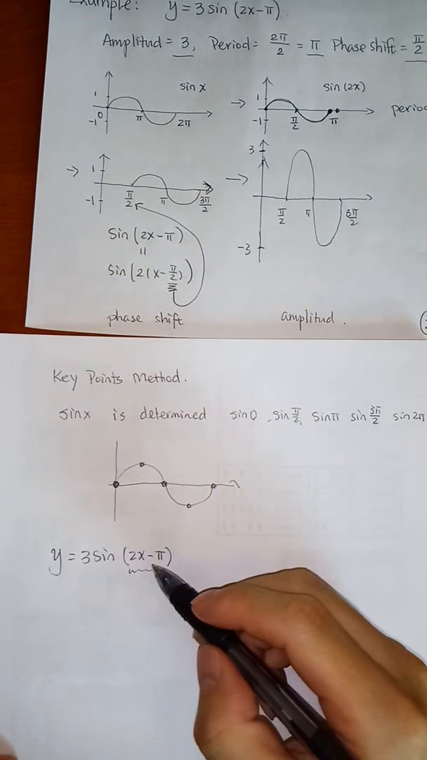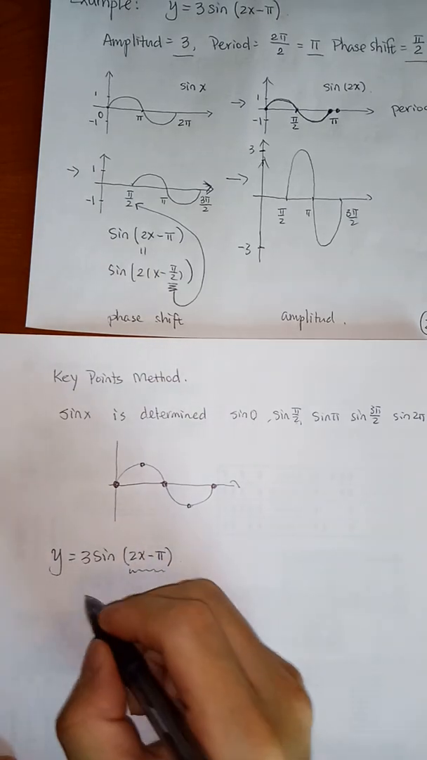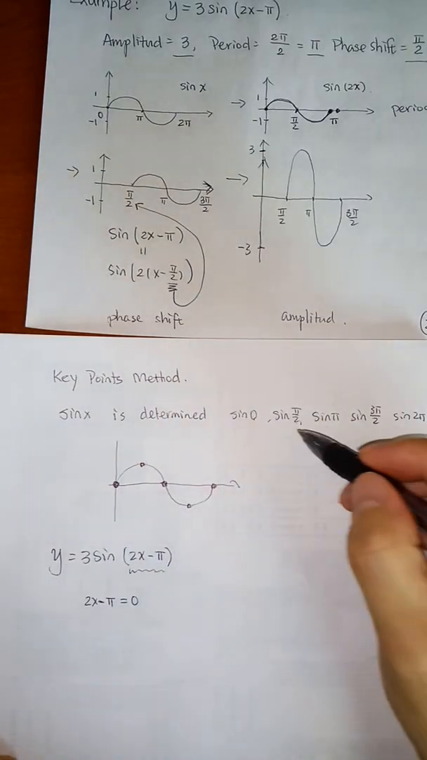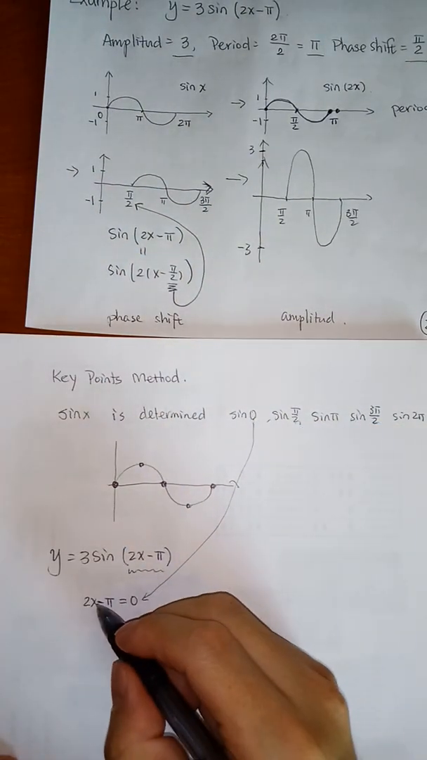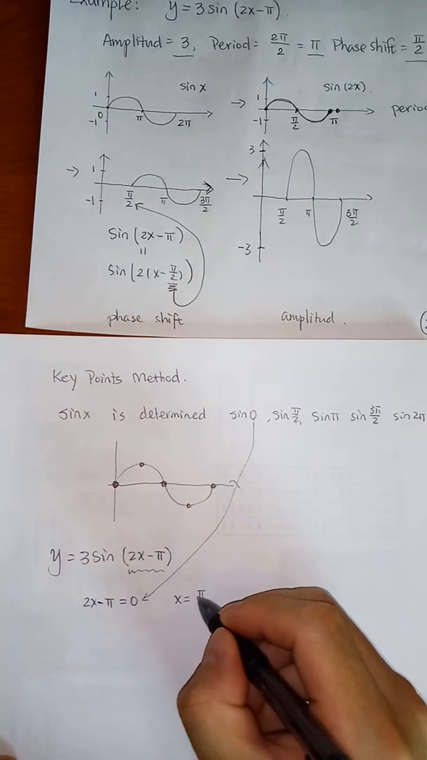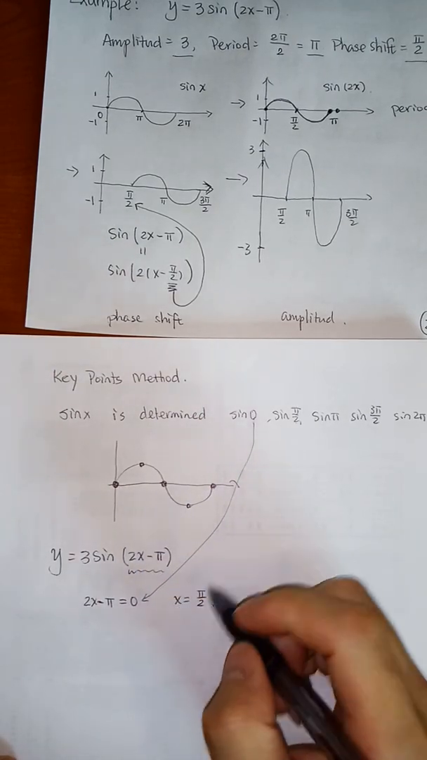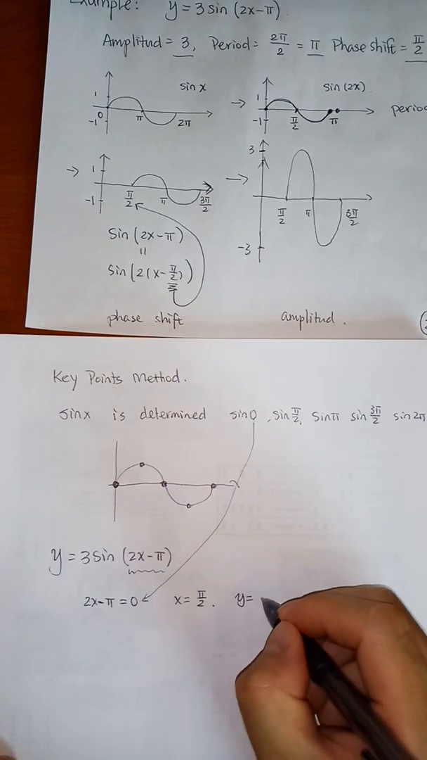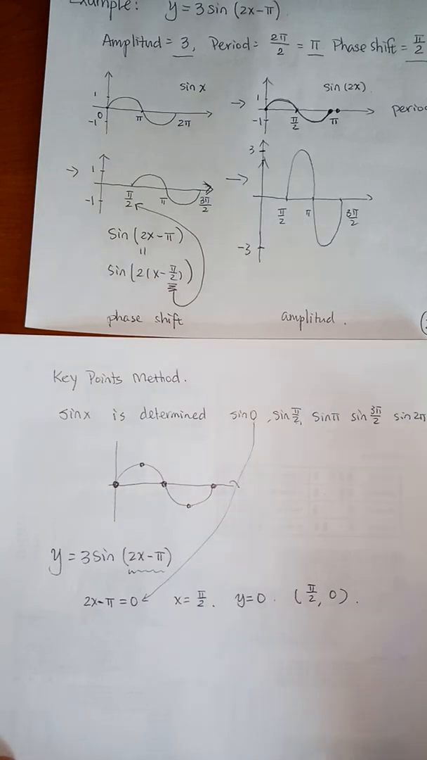So sine 2x minus pi, when this 2x minus pi is 0, because you see here the sine 0. So you let 2x minus pi equal to 0, then x is pi over 2. When x is pi over 2, sine 0 is 0. So when x is pi over 2, y is 0. So we have first point, pi over 2 and 0.